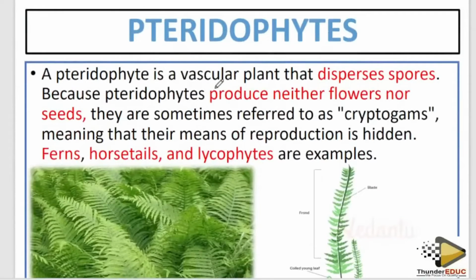So these are pteridophytes, vascular plants. The difference between the bryophytes and the pteridophytes, sometimes you call them pterophytes, sometimes pteridophytes, it's the same thing. These have a vascular bundle, but bryophytes don't have a vascular bundle. They require a fair amount of water to carry out reproduction. Bryophytes require a lot of water for reproduction.